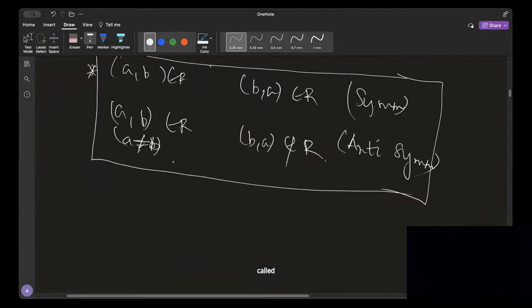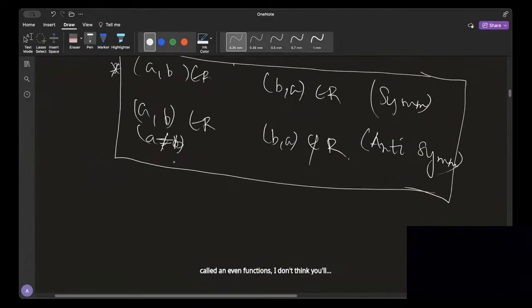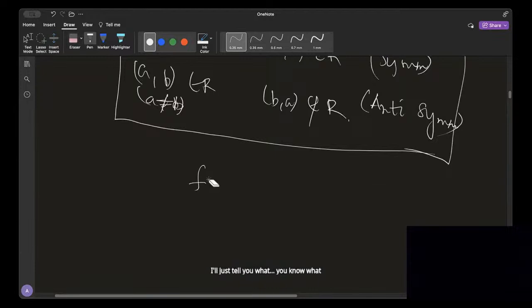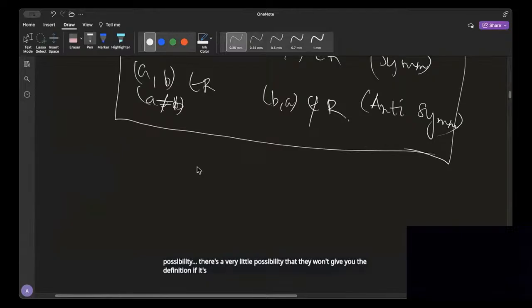Odd and even functions, I don't think you will be given. You know what odd and even functions are, right? Yes, I know that. There can be questions from there, but there's a very little possibility that they won't give you the definition if it's not mentioned in the course itself.